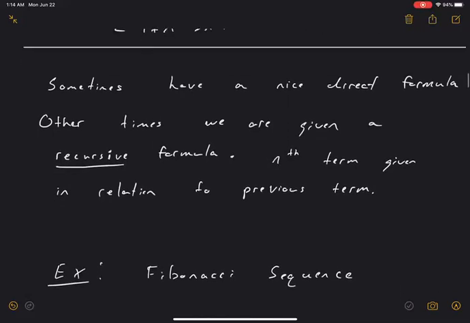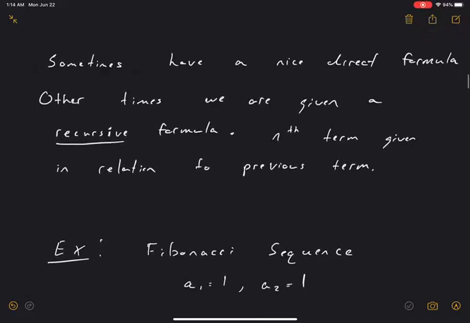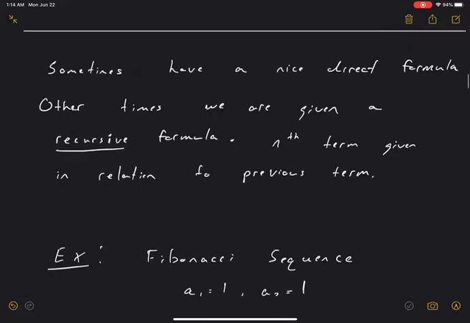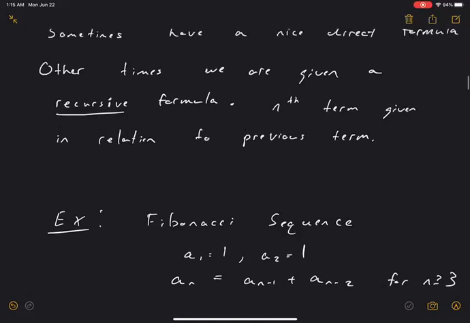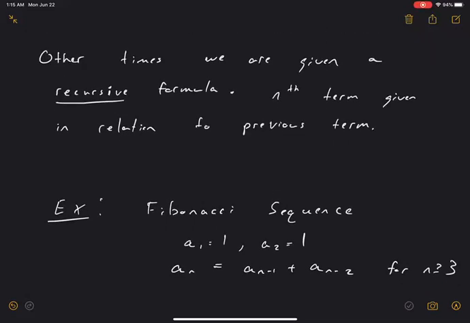But other times we're going to be given something called a recursive formula. This is the actual terminology people use for this: a recursive formula for the nth term of our sequence. So what is a recursive formula? It means the way we figure out our nth term, at least at first, is in relation to the previous terms. What do I mean by that?